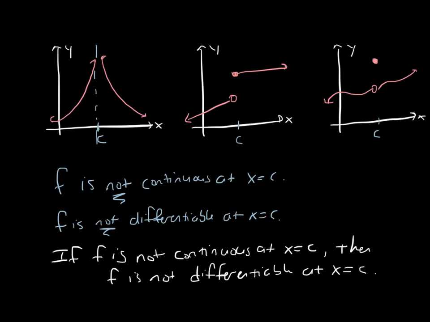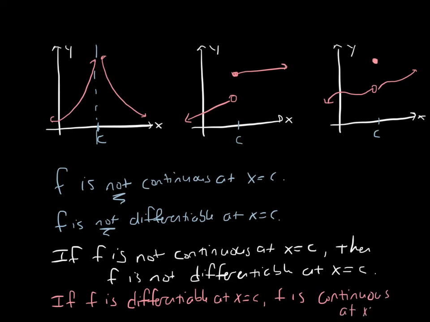The contrapositive says that if f is differentiable at x equals c, then f is continuous at x equals c. So that's our relationship, and we can think of it either way because both of these statements are true. So if f is differentiable at a point, we know that f must be continuous at that point. We know that if f is not continuous, then f is not differentiable.